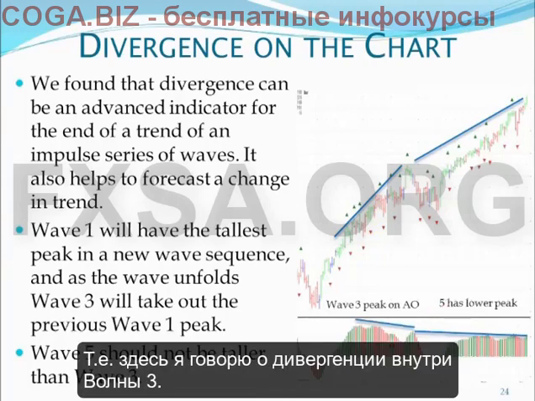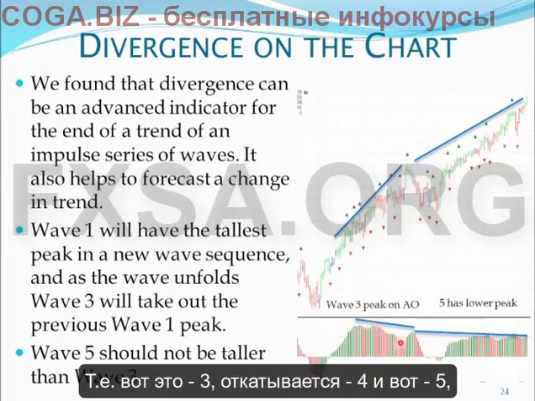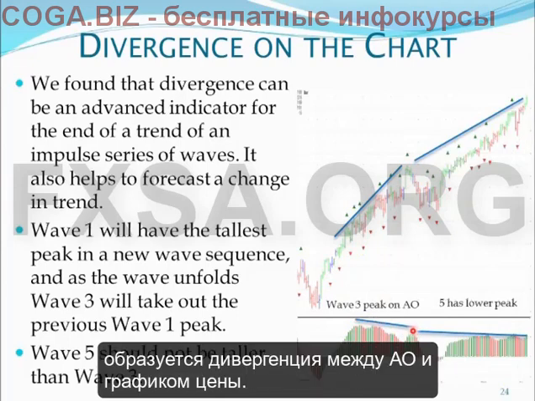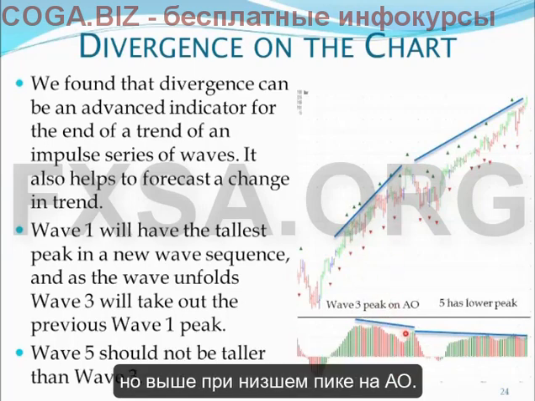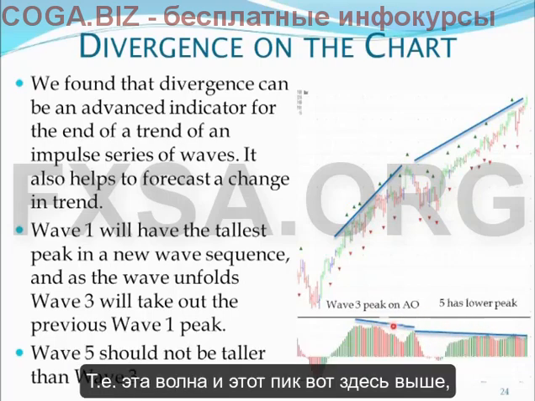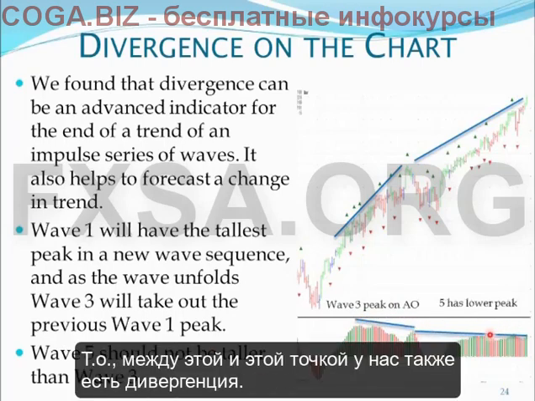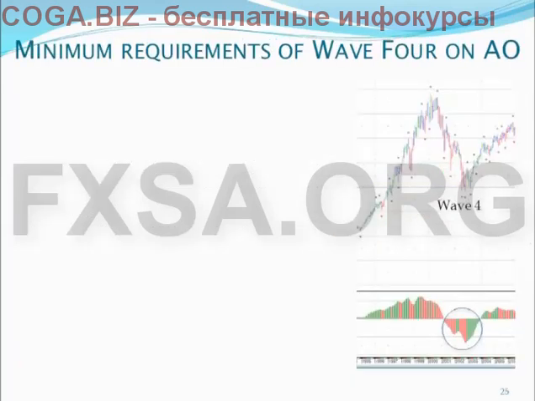So what I'm saying is we have divergence within wave 3. What we're going to learn is there are 5 waves within wave 3. So this is a 3, pulls back 4 and a 5. It's created a divergence between the AO and the price. So the price is lower at the taller peak, but higher at a lower peak. Now, between wave 3 and 5, we also have divergence. So this peak here is taller than this one. So from this point to this point, we have divergence as well. So that's what we're discussing, and this will become more clear as we go through the presentation.